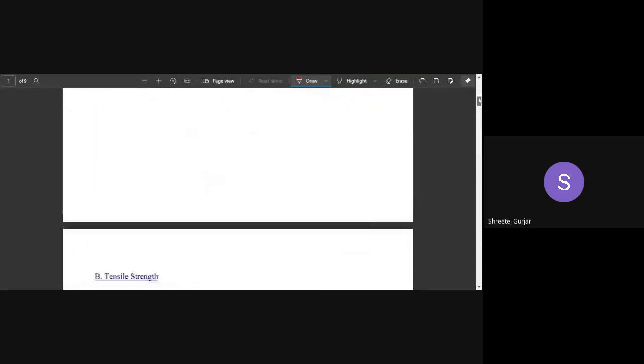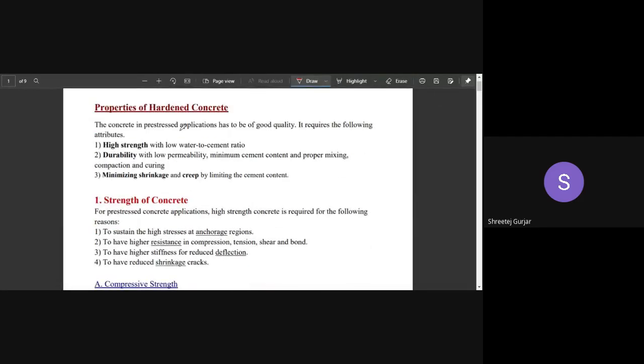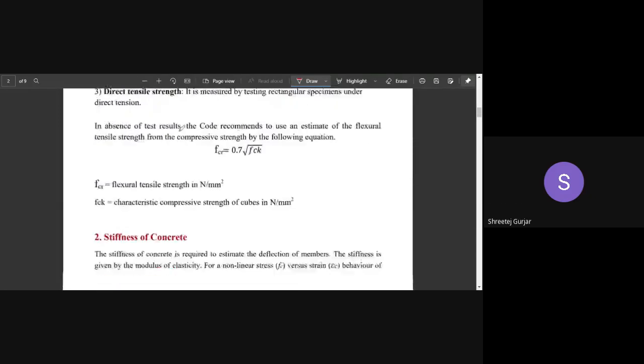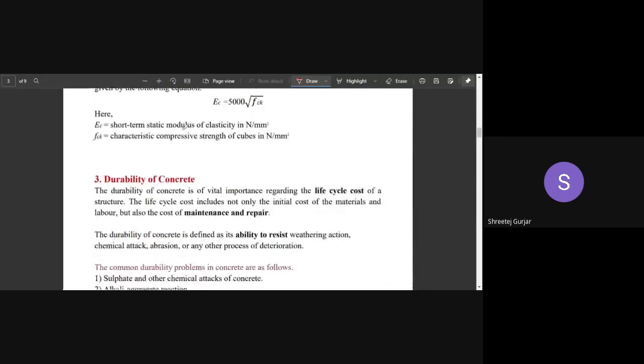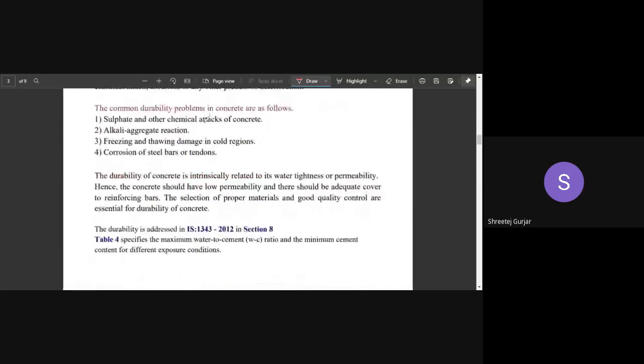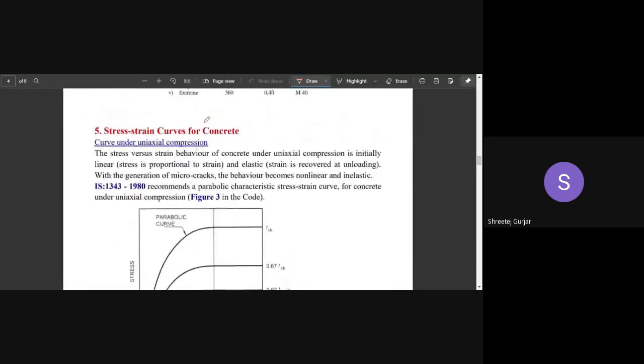So this is about your properties of concrete, wherein we have studied the strength of concrete as the first property. Then we have studied the stiffness of concrete as the second property. Then durability is the third main property. Then after durability, we have studied stress strain curves for our concrete, right?